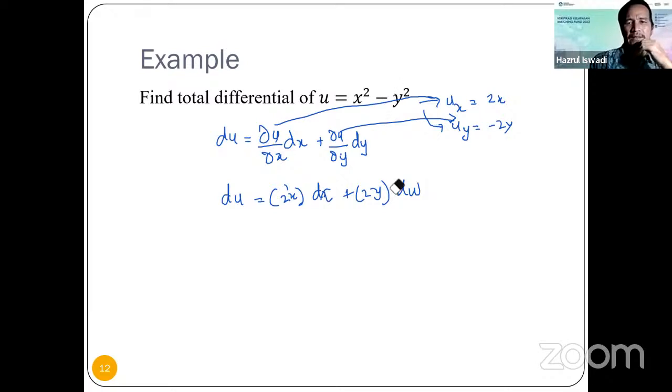Minus 2y dy. So this is the answer: 2x dx minus 2y dy.